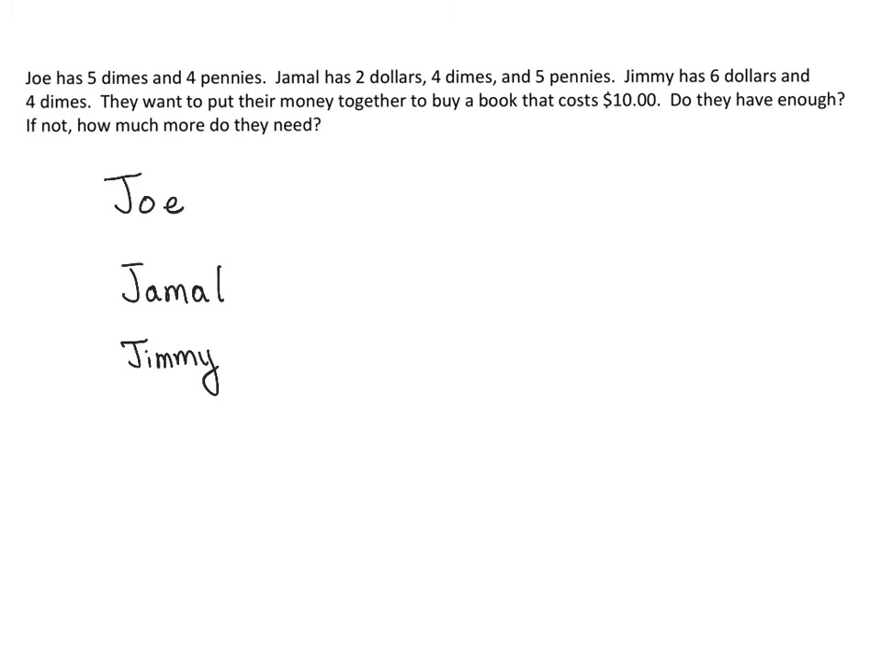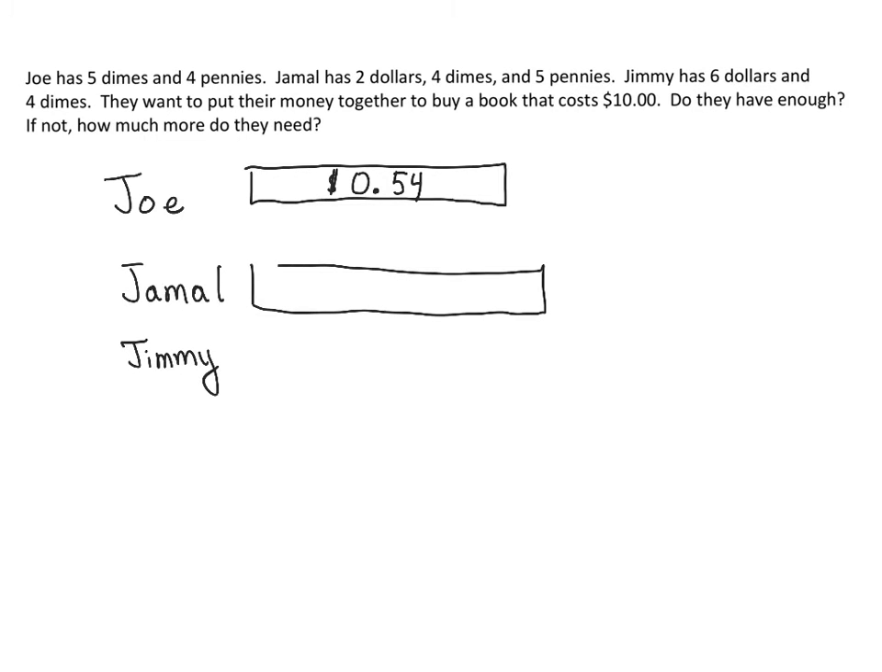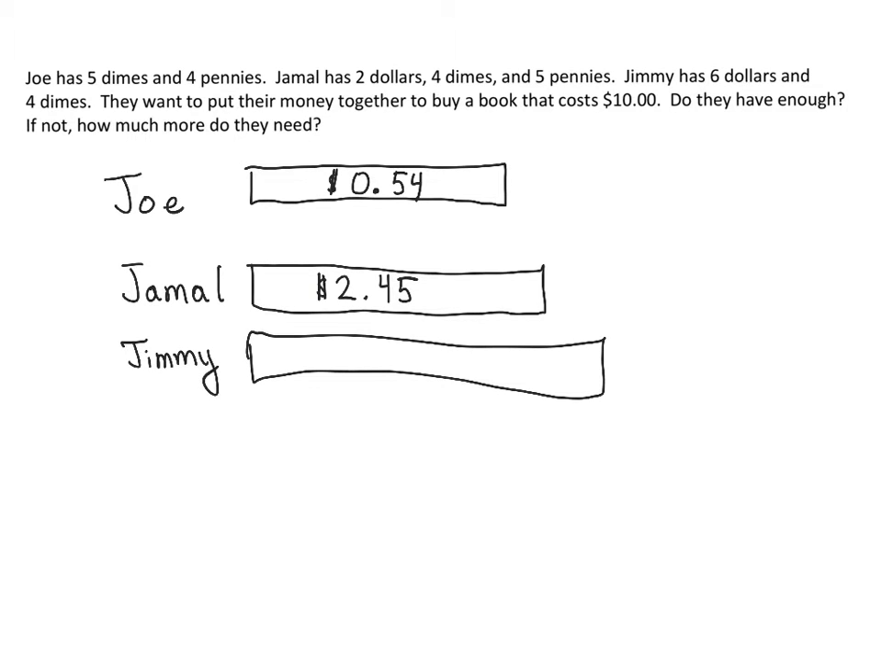Okay, so we got a group of guys here, Joe, Jamal, and Jimmy. And Joe has 5 dimes and 4 pennies, which is really equal to, 5 dimes is 50 cents. So we have no dollars here, but we have 54 cents. Then we have Jamal, who's got $2, 4 dimes, and 5 pennies. So 4 dimes is 40 cents, and then 5 pennies. And then we have Jimmy, who's got $6 and 4 dimes. So 4 dimes is 40 cents.